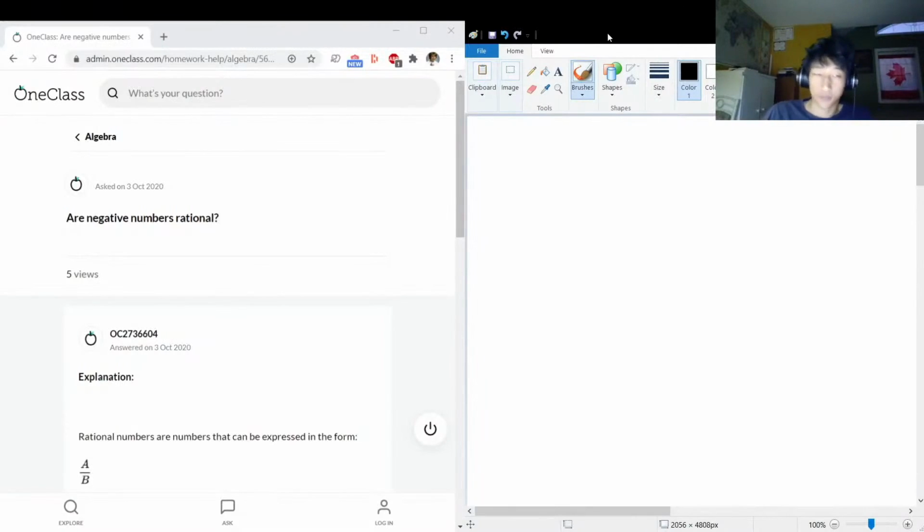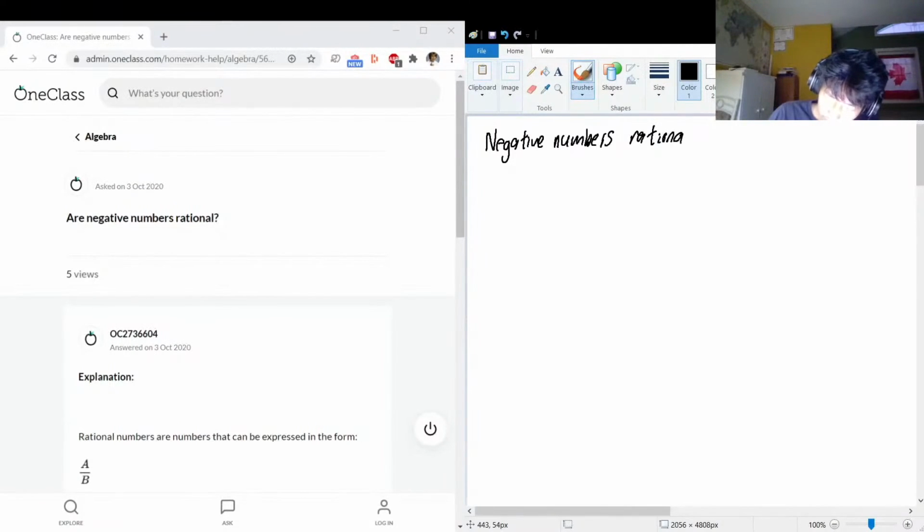Okay, the next question on the menu today is, are negative numbers rational? Before we ask whether negative numbers are rational, let's figure out what is a rational number.